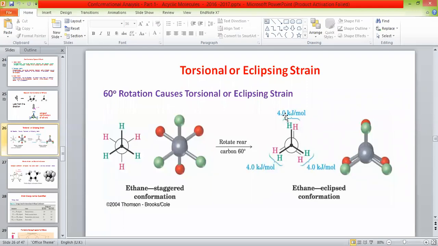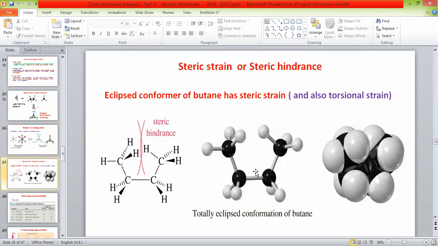HH eclipsing is 4.0 kilojoules per mole. So when you're doing your calculation, that is a value you just get, and then add how many of those are resulting on a given conformer that you have. All right, so this is what we mean by steric strain.